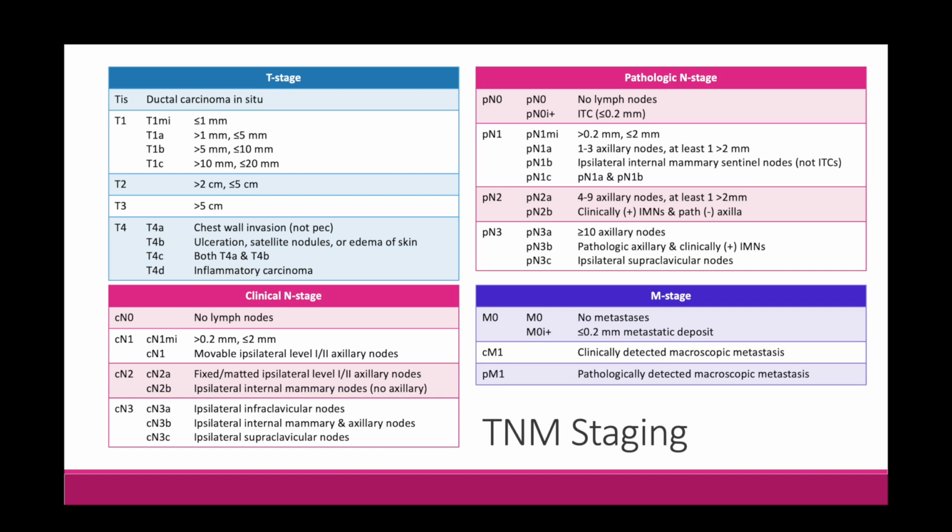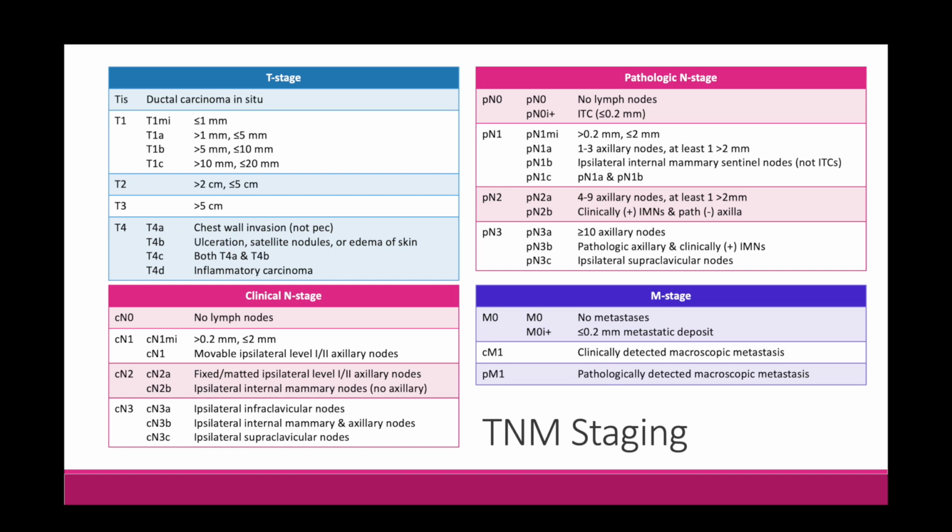Now moving on to the N stage. So there are 2 different N stages depending on if it is clinical N stage or pathologic N stage. So let's start by talking about clinical N stage. When we denote that this is clinical N stage, we say cN0. So a little c followed by a capital N and then whatever number. So cN0 means that there are no clinical lymph nodes involved.